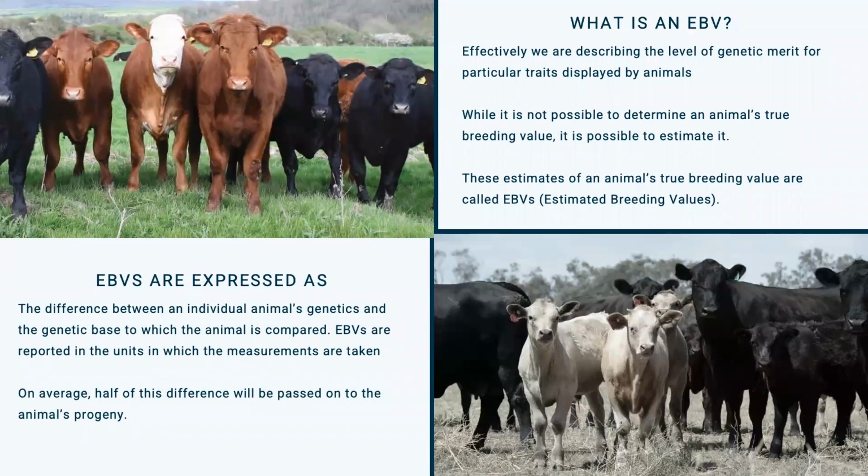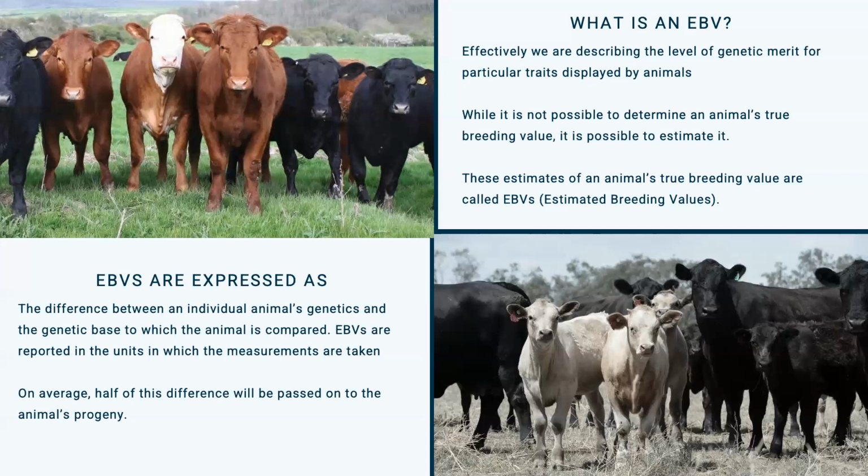So an EBV is effectively, in simplest terms, describing the level of genetic merit for particular traits displayed by animals. And we can never really estimate a true breeding value. A true breeding value is 100%, and that animal will do what we expect it to do every single time. But those estimates can become very highly accurate and very close to true breeding value if we include more and more data based on performance records, which is the raw data that you collect and record, as well as the data from pedigrees and from relations, as well as other information.